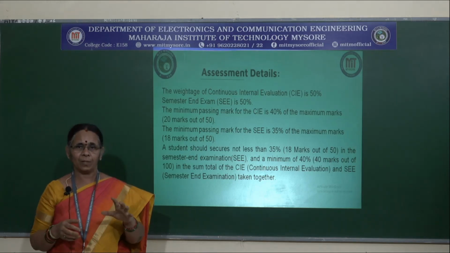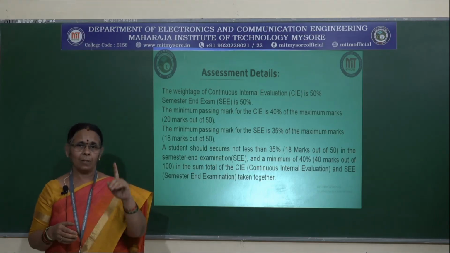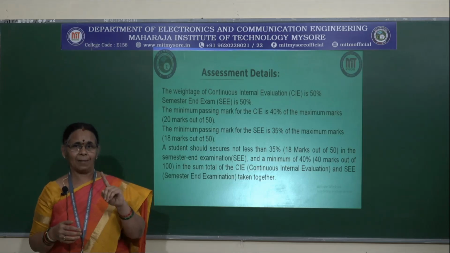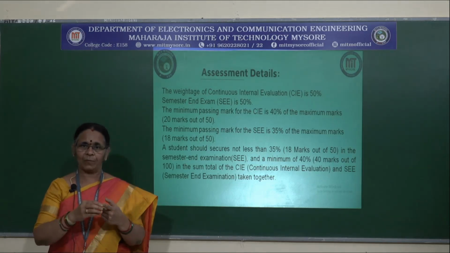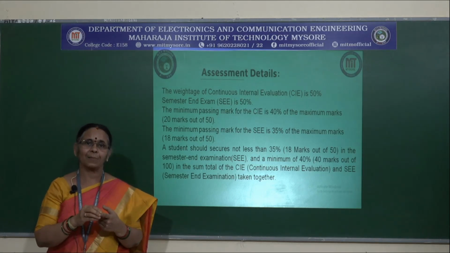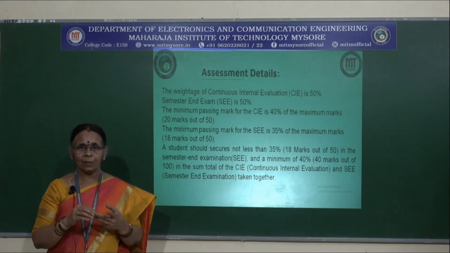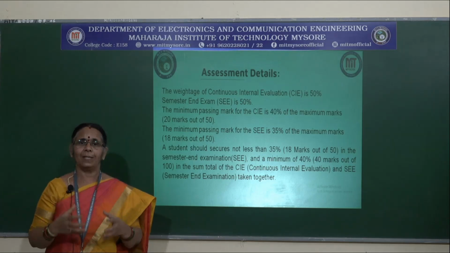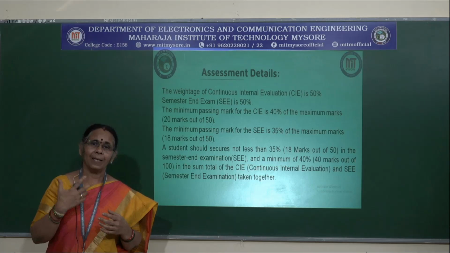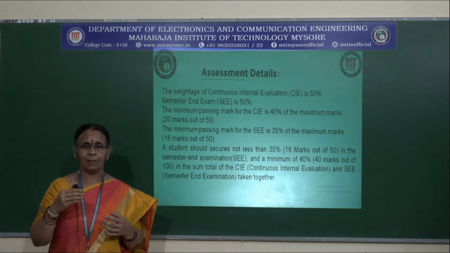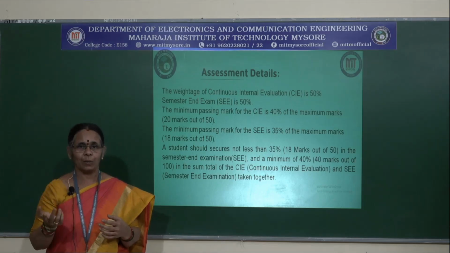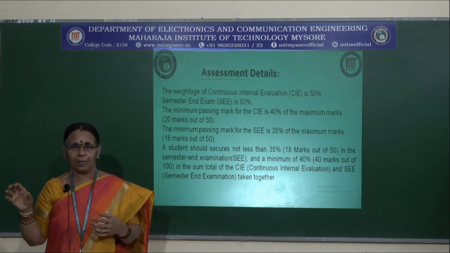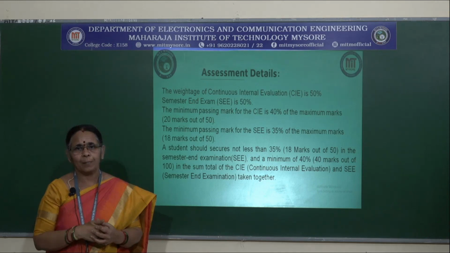Maybe after 5 weeks of the commencement of the semester, 1 continuous internal evaluation will be there, which we are going to call an internal assessment test. Similarly, after 10 weeks, then after 14 weeks. So you are going to have 3 internal assessments, each for 20 marks. Adding all the 3, it is going to be 60 marks.